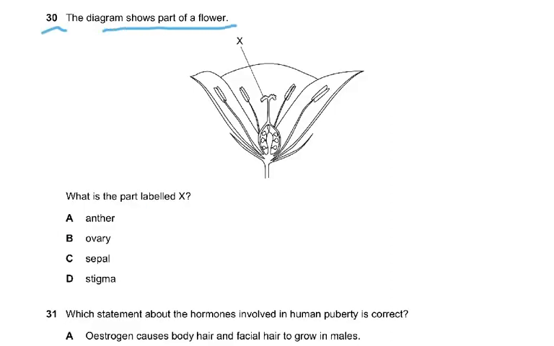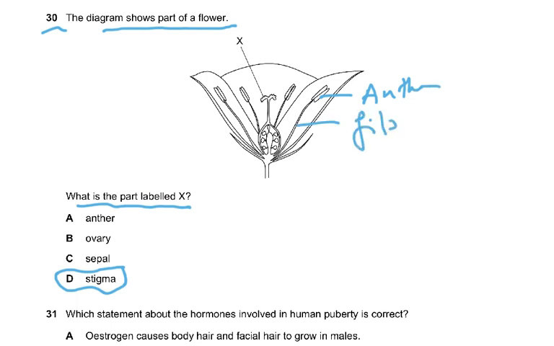30. The diagram shows part of a flower. What is the part labeled X? The part labeled X is stigma. Stigma, style, and ovary. This is the anthers. This is the filament. This is the stigma. Then this is the style. And this is the ovary. And inside it you have the ovules.